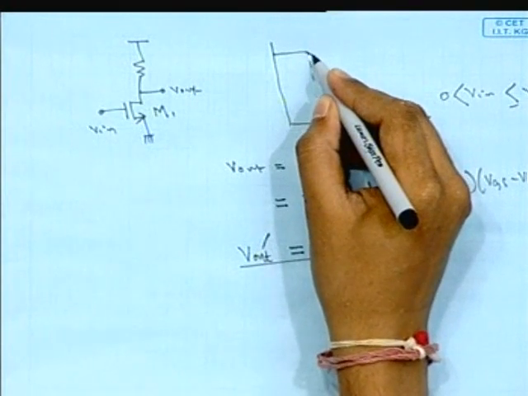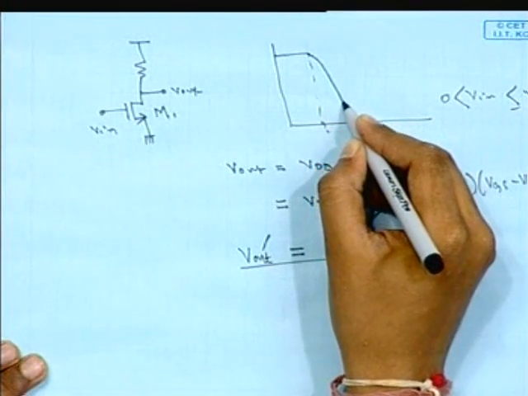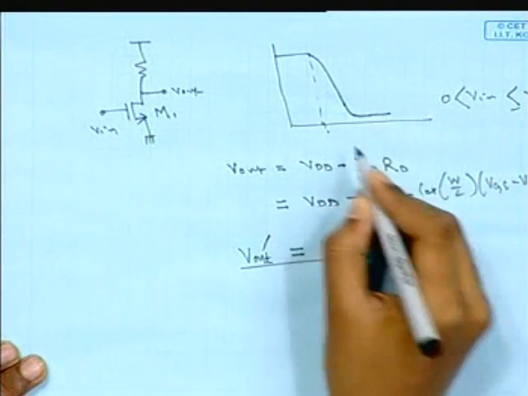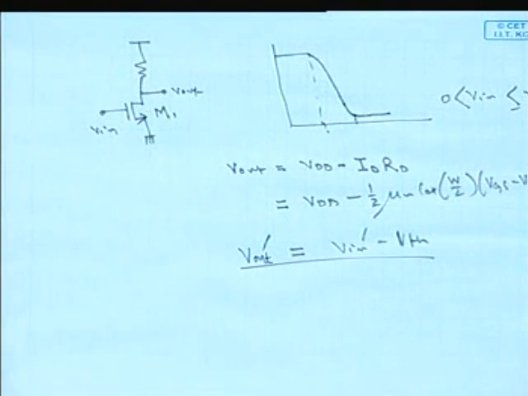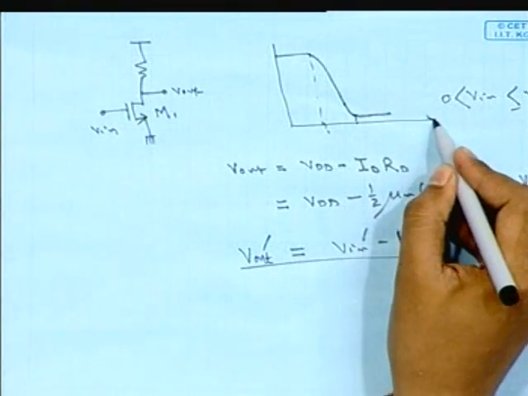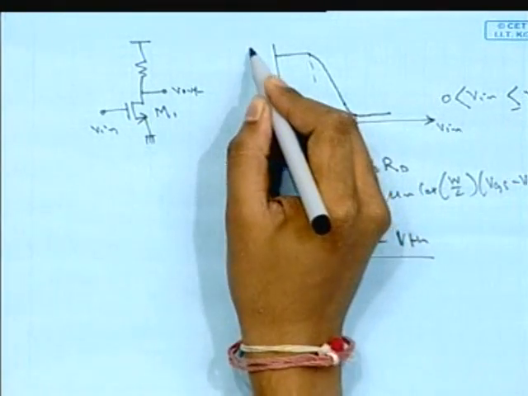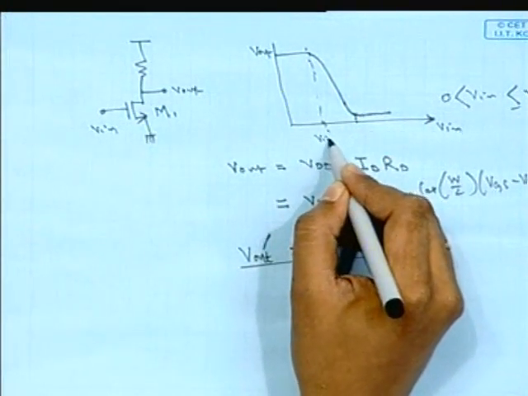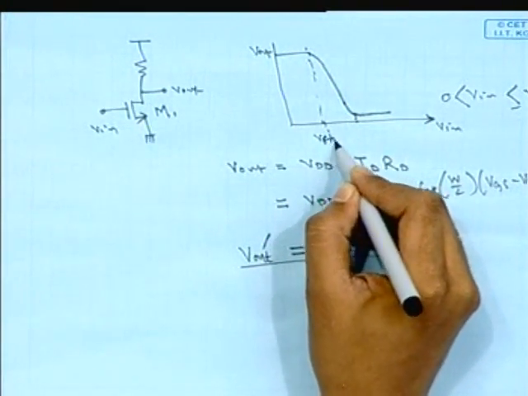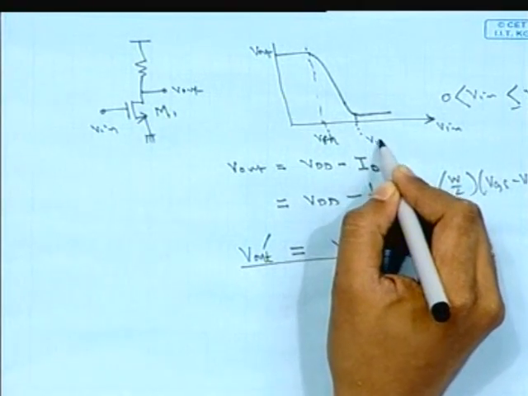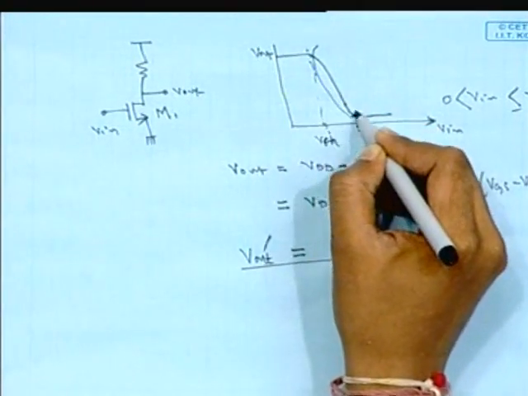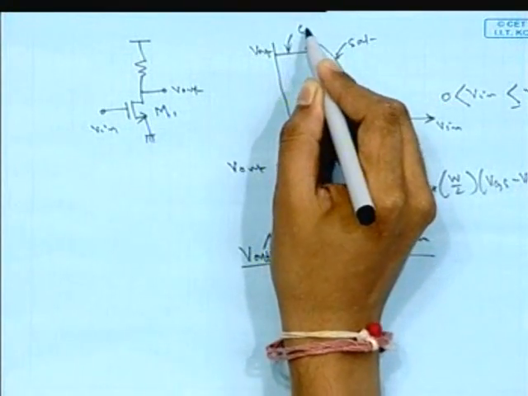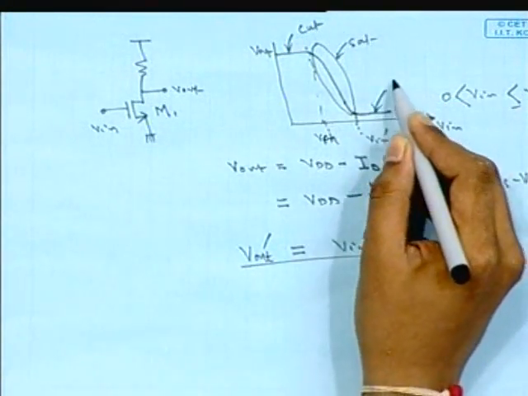Okay, then we can draw the transfer characteristics of that particular transistor, that is Vout versus Vin, and we can see that this particular point is VTH, and this particular point is the Vin prime. In this region it is in the saturation region, in this region it is in the cutoff region, and in this region it is in the triode region.